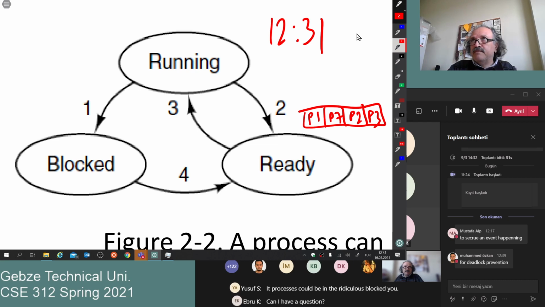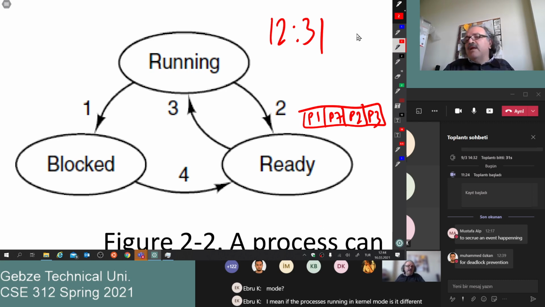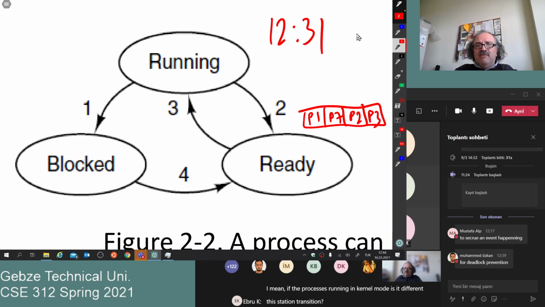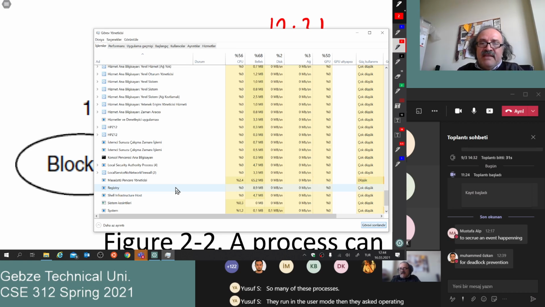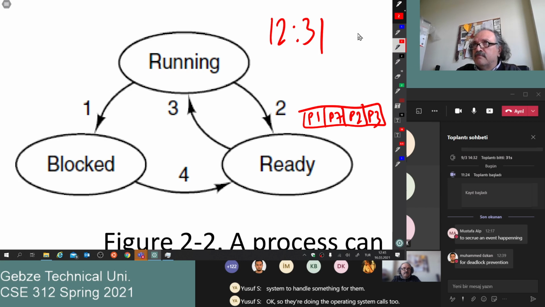Can I have a question? Sure. Is there any difference in the transition in kernel mode or user mode? I mean, if the process is running in kernel mode, is the transition different? No, this picture doesn't say anything about it, and there is no difference between them now. But usually, when you do the transition from user mode to kernel mode, that means a system call happened or an interrupt happened. Many of these processes run in user mode and they ask the operating system to handle something for them. So they are making operating system calls too. Good. Any other questions?